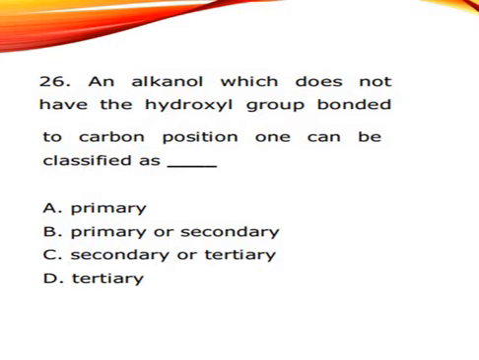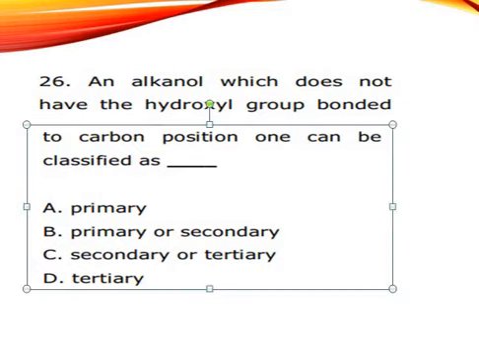So question 26 says, an alkanol which does not have the hydroxyl group bonded to carbon position 1 can be classified as A, primary, B, primary or secondary, C, secondary or tertiary, and D, tertiary. The answer here is secondary or tertiary, because they're typically the ones that don't have the hydroxyl group bonded to the first carbon. Hence, your answer here is C.